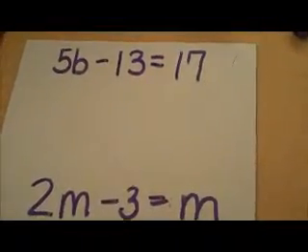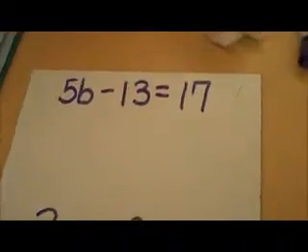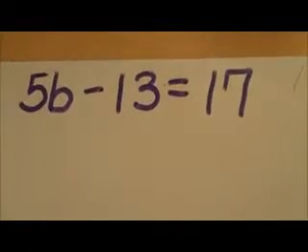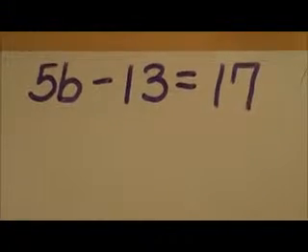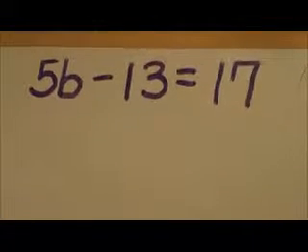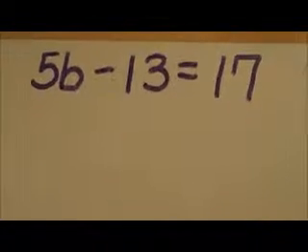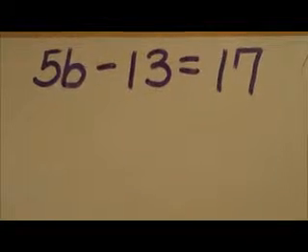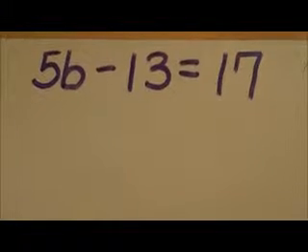Okay, we are going to solve these equations by looking at them and figuring out what the variable of each equation is. And in this first case, I have 5b minus 13 equals 17. So our goal is to figure out what b equals. To do this, you need to know a few things.